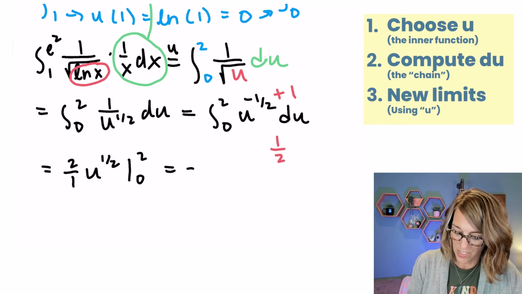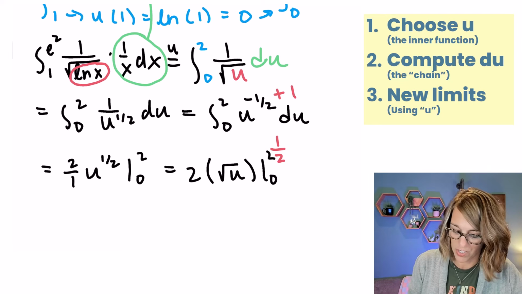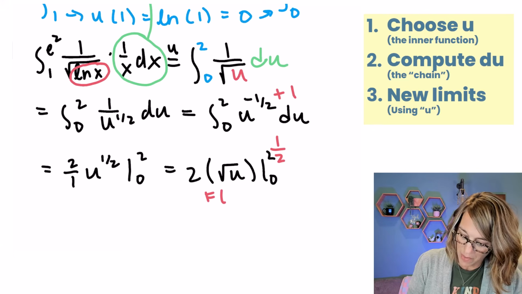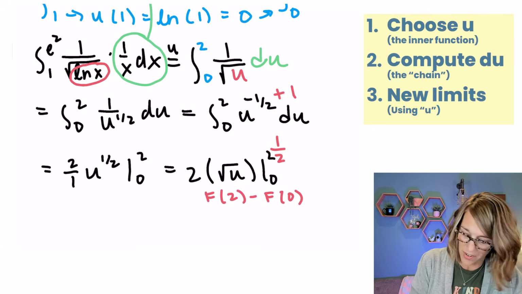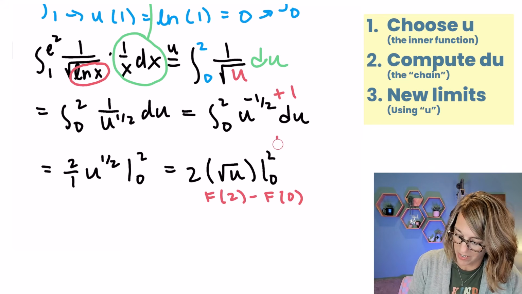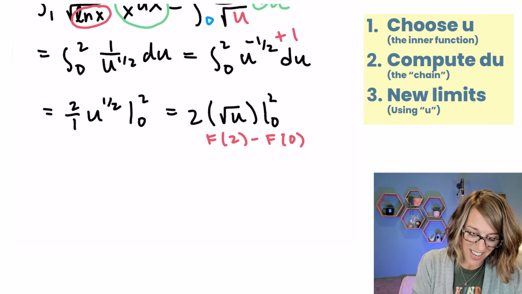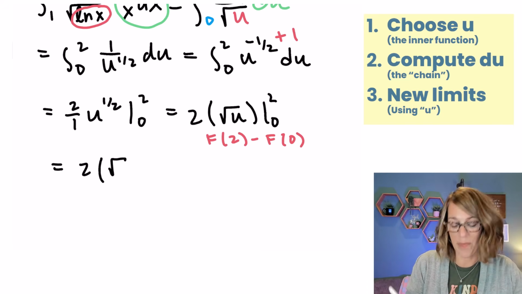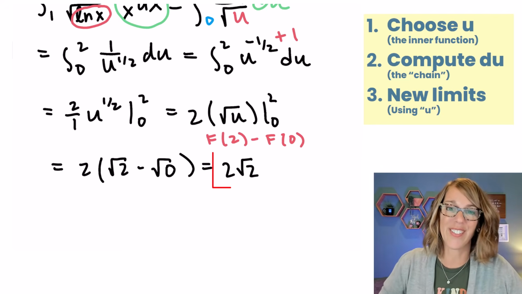Well, this is actually 2 square root of u, evaluated from 0 to 2. Using that fundamental theorem of calculus, part 2, I need my antiderivative evaluated at 2 minus my antiderivative evaluated at 0. Let me move this 1/2 out of the way so you can see. I'm leaving that 2 out in front, but we are just about to our answer here. We end up with 2, and then I get the square root of my upper limit minus the square root of that lower limit, and my answer is a 2 radical 2.